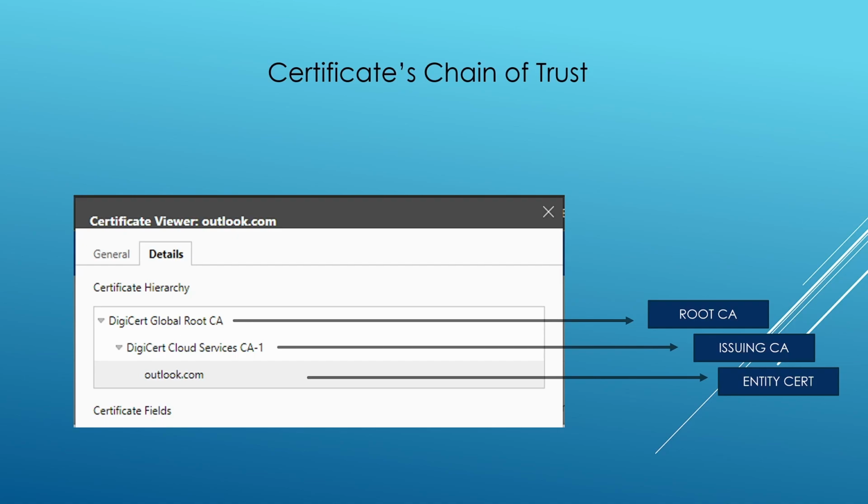A certificate chain enables us to see all trusted parties. For example, in this image, Outlook.com is the end user certificate. This certificate was issued to Outlook.com by DigiCert Cloud Services CA1, and at the top there's DigiCert Global Root CA.